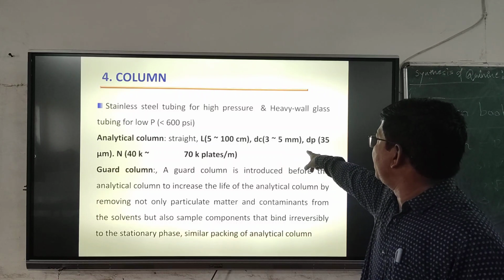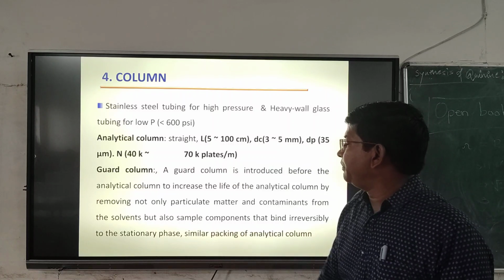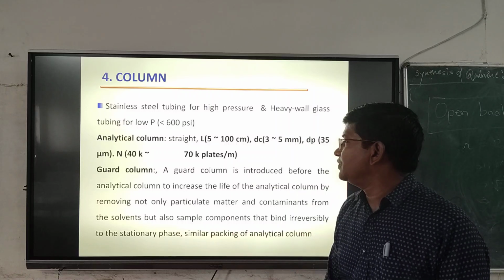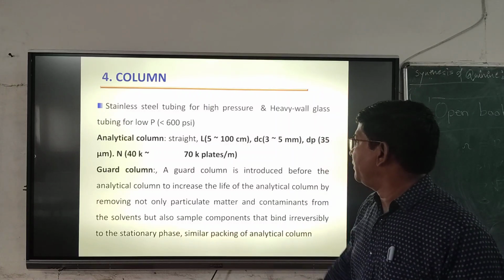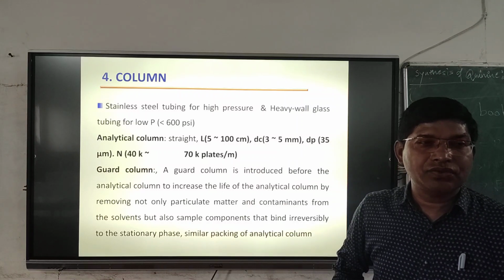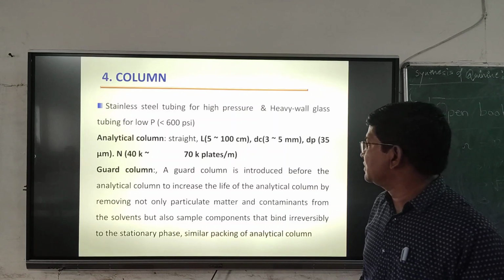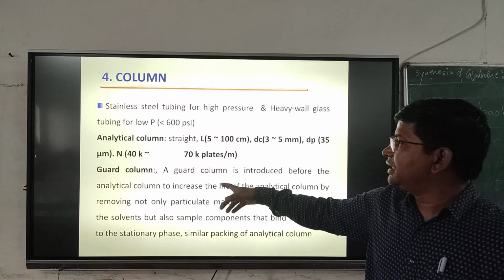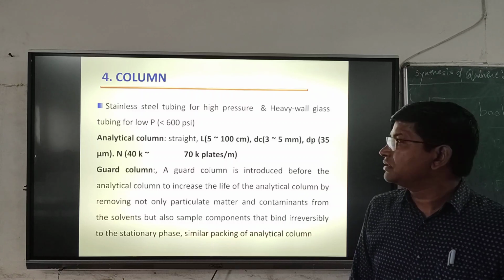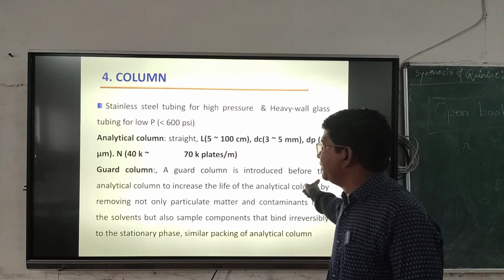Generally the length of the column is 5 to 100 centimeters, the diameter is 3 to 5 mm, and the theoretical plates are 40,000 to 70,000 plates per height. And we have a guard column, whose function is to remove impurities present in the samples. It will increase the life of the analytical column, because the analytical column is very expensive.